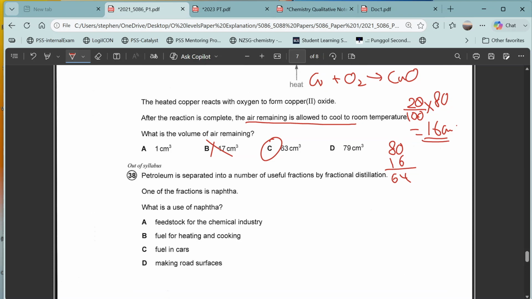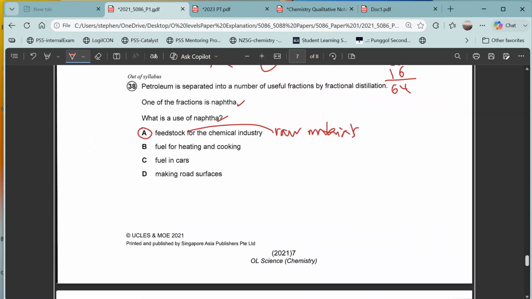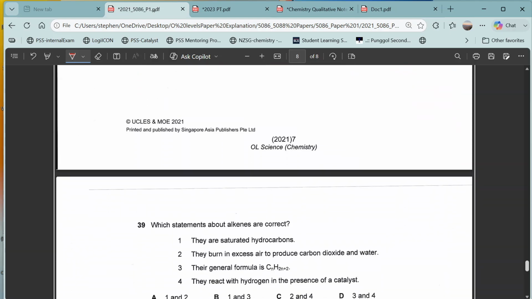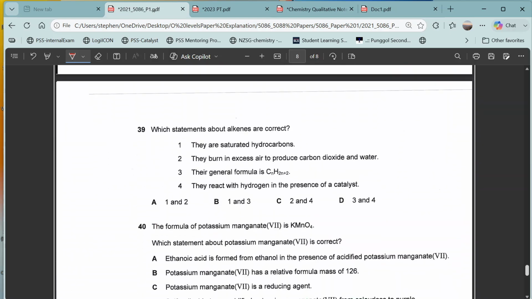Okay, this one. Petroleum, oh, this is out of syllabus for 5086, but it's okay. Use of naphtha. Naphtha is a feedstock. That means a raw material used for making other things, like medicine, drugs, and plastics, a raw material for the components.